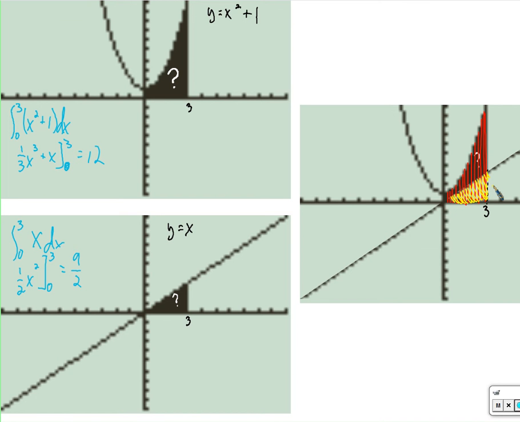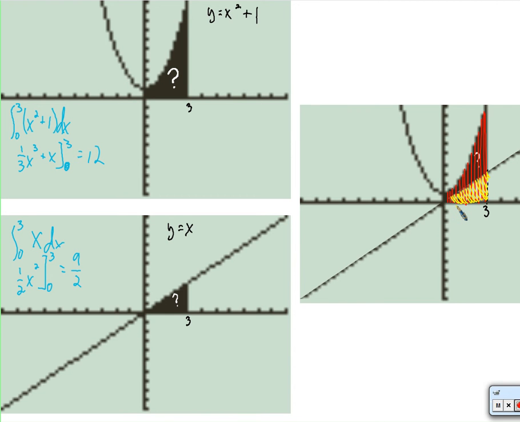We can always find the area underneath the curve, meaning between a curve and the x-axis. So we can find that red area, and to subtract that yellow area, we'll find just the black area. So we can find that red area, which would be the same as this, and find that yellow area that's underneath the line. Subtract the yellow from the red, and we're left with the black. That's the basic idea.